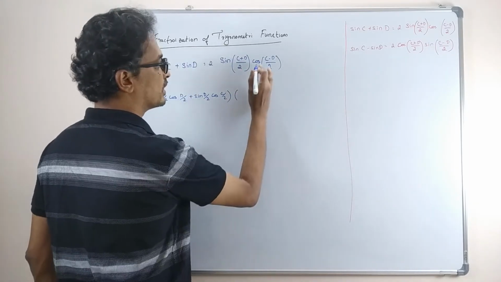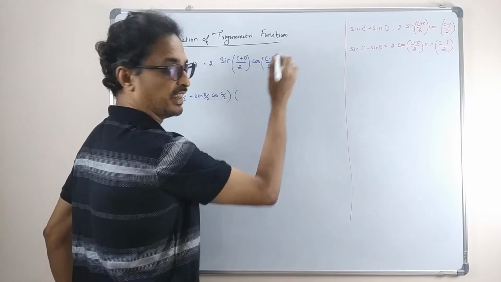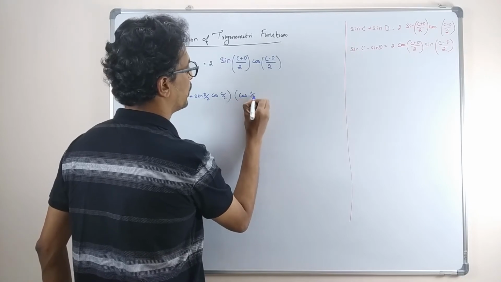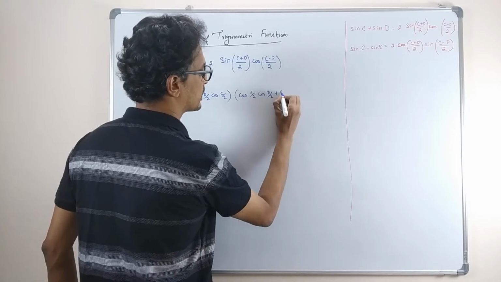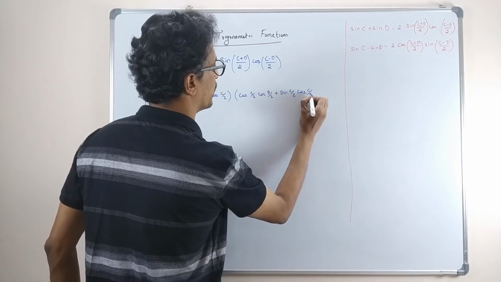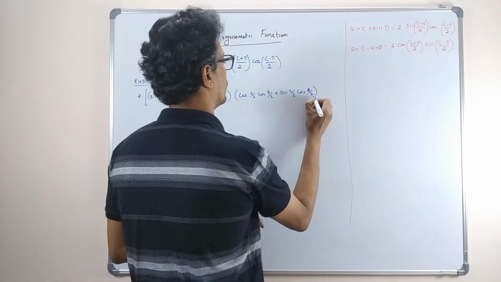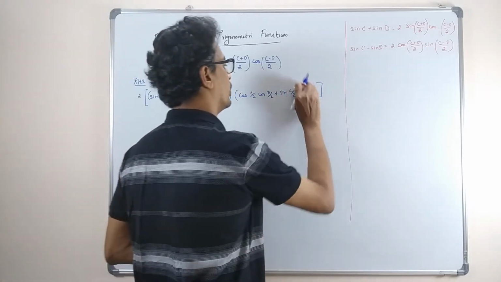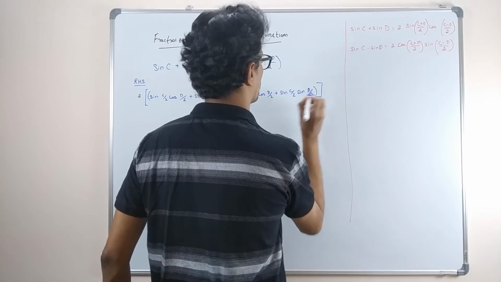And then this one, what will it be? It's a cos, so that is cos C cos D plus sin C sin D. Correct? So that is cos C/2 cos D/2. This is minus, which is going to become plus, sin C/2 sin D/2. Sorry, this is sin D/2.